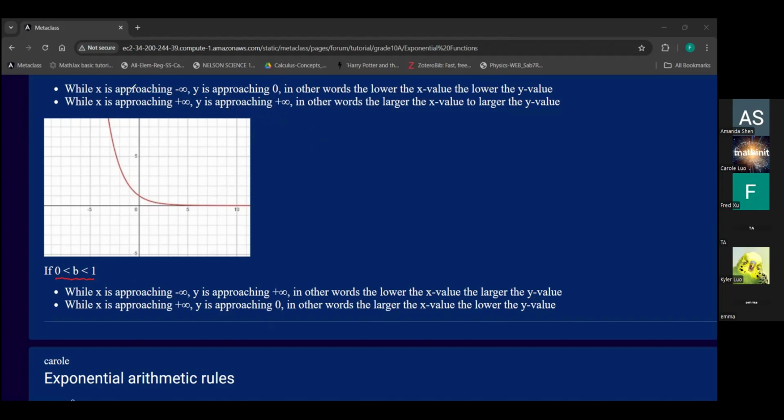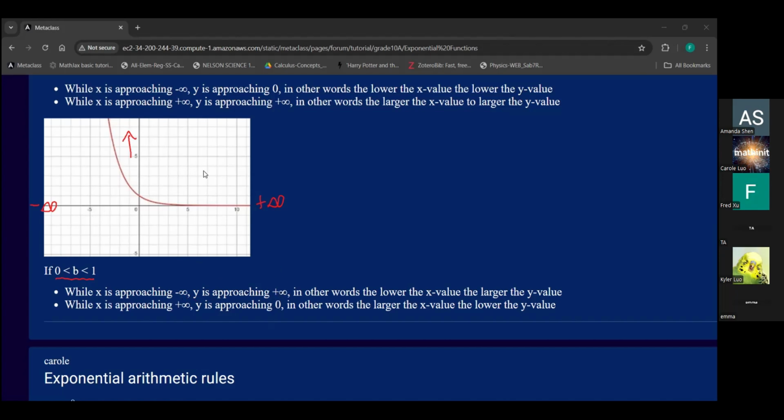The pattern is pretty much the opposite. So in the graph above, when x is approaching negative infinity, this is still the same, right? This side's negative infinity, this side's positive infinity. It's just that in this case, when x is approaching negative infinity, the y-axis value is going up, it is increasing exponentially.